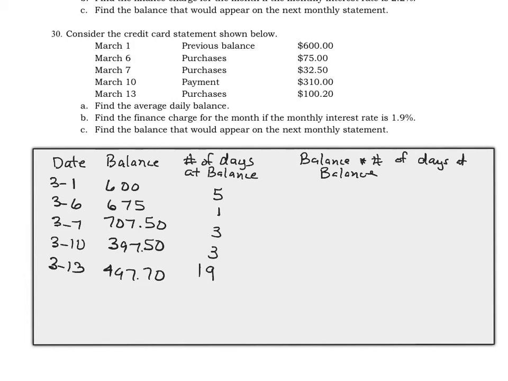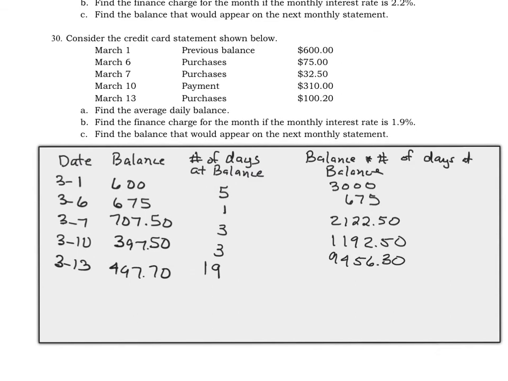Okay, so our next step is to multiply the balance times the number of days at this balance. I'm going to pause this while you do that on your own, and then we'll compare numbers. Okay, so this is what I get when I multiply the balance times the number of days. So my next step is going to be to add all these quantities together, and again I will pause this so you'll have time to do this as well. Okay, I got $16,446.30. So we need that amount to find the average daily balance.